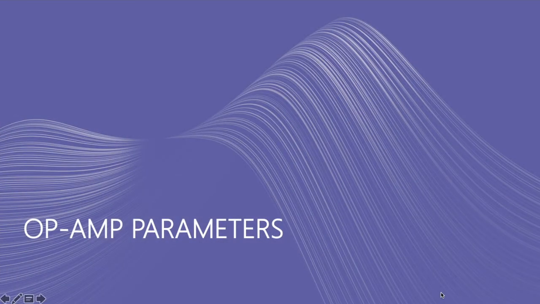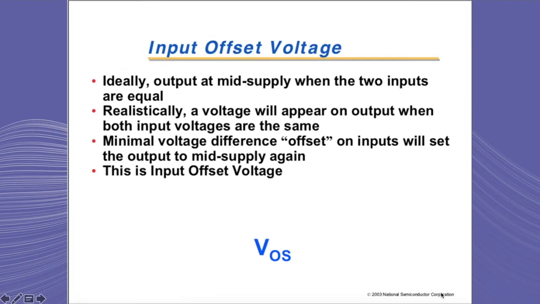In this video, we will be talking about some of the basic operational amplifier parameters. The first parameter that we are going to cover is the input offset voltage of the amplifier.